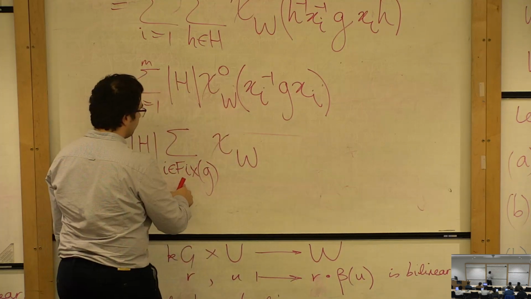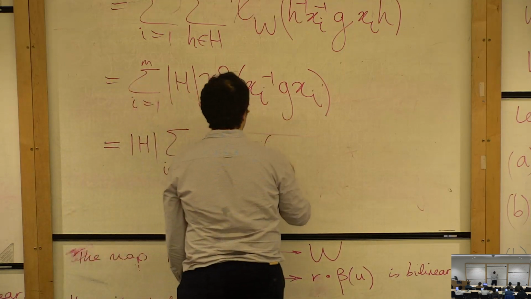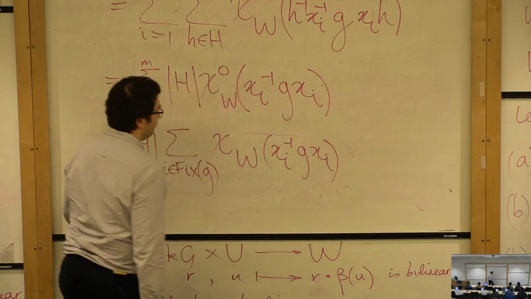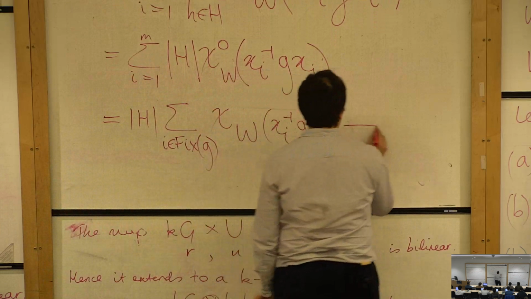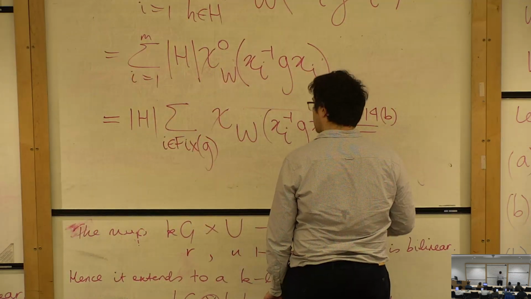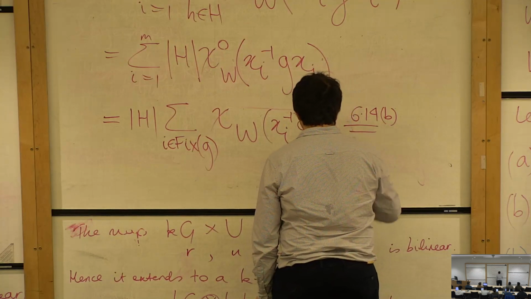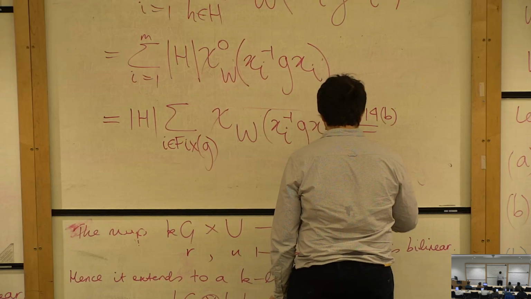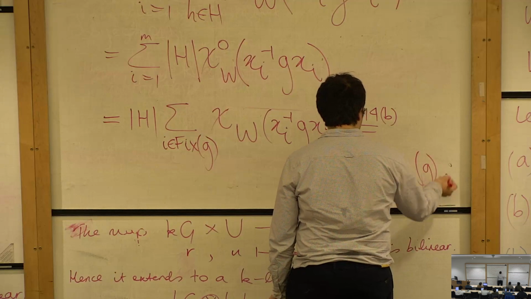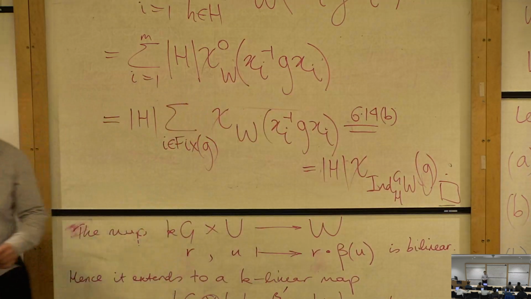And in this case, the 0 function can be dropped because it's just a character. So finally I apply lemma 614. B find that's equal to h times the character induced representation of little g. I'm going to cancel my okay.